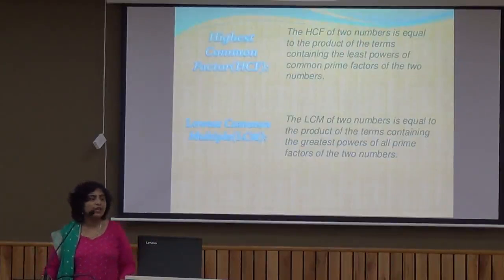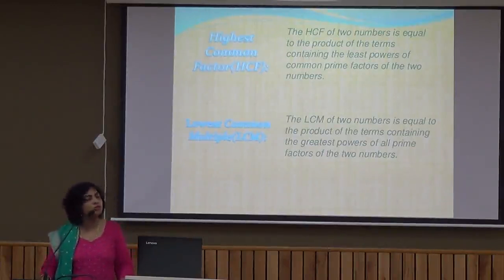Now comes our HCF and LCM, with the help of prime factorization. The HCF of two numbers is equal to the product of the terms containing the least power of common prime factors of the two numbers. That means whatever numbers we are given, first we look for the factors common to all the numbers, then take their least power, and the product of all those is our HCF.